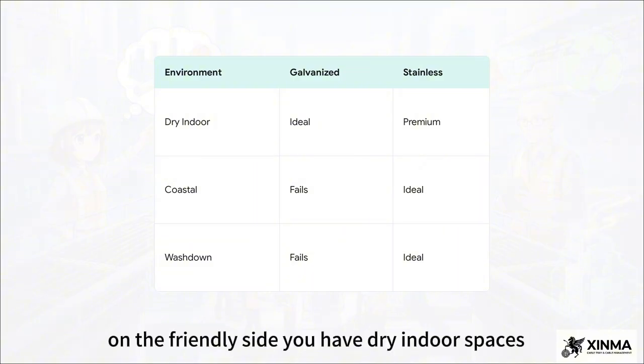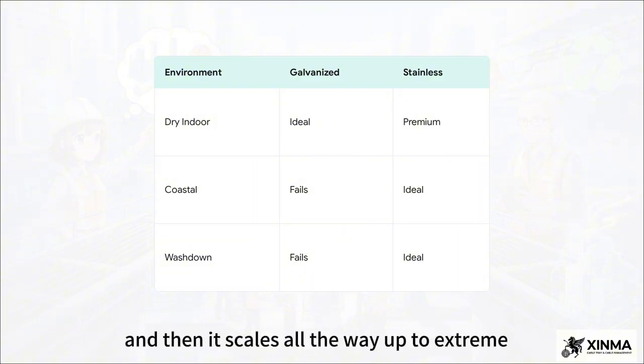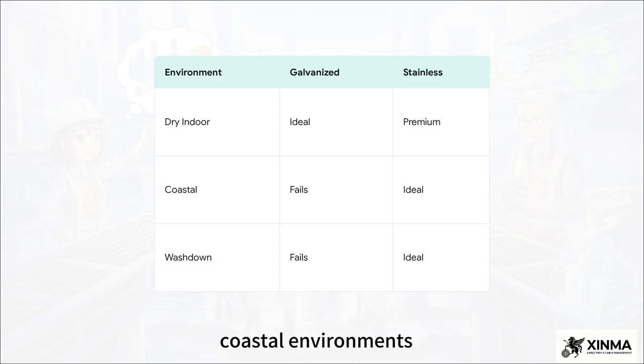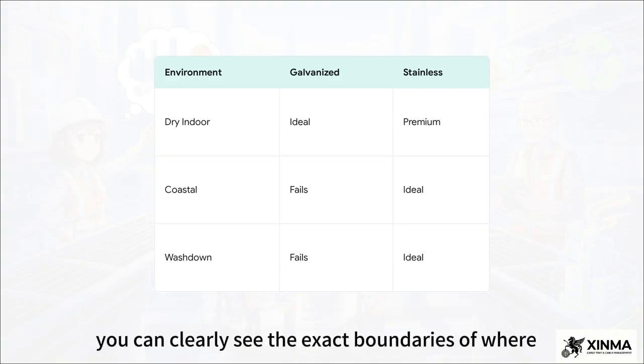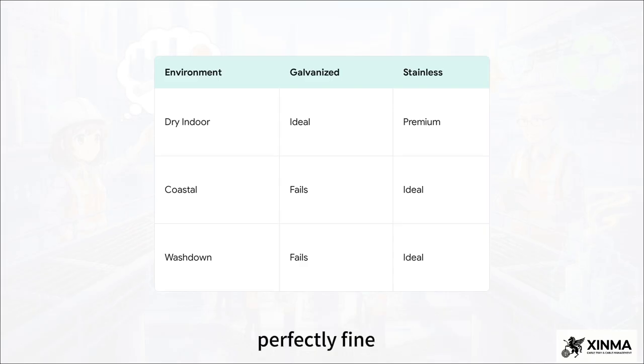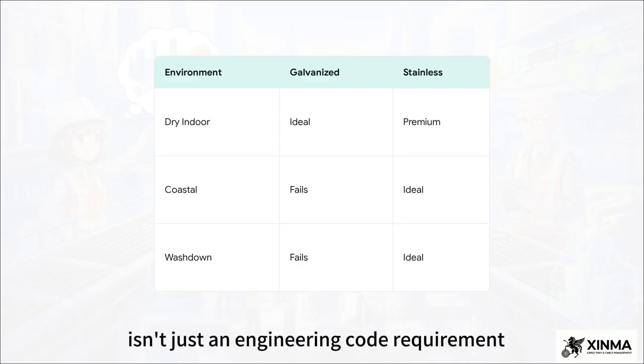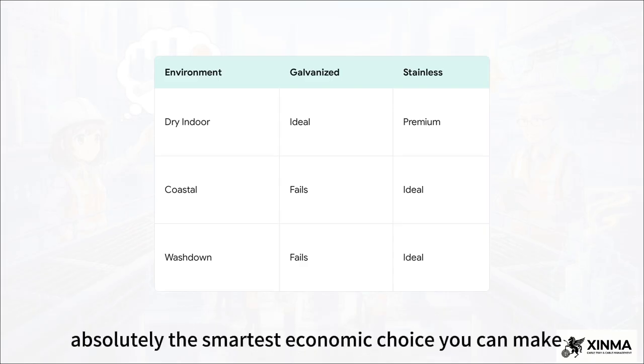On the friendly side, you have dry indoor spaces, and then it scales all the way up to extreme coastal environments and heavy washdown areas that need high-frequency cleaning. With this matrix, you can clearly see the exact boundaries of where galvanized steel works perfectly fine, and where stepping up to stainless isn't just an engineering code requirement, but absolutely the smartest economic choice you can make.